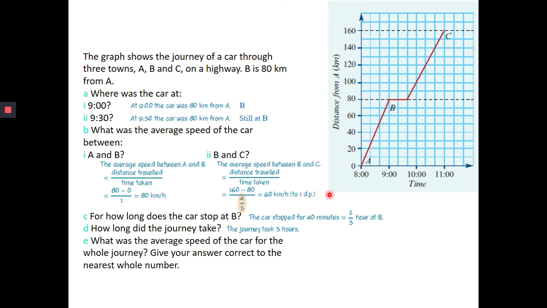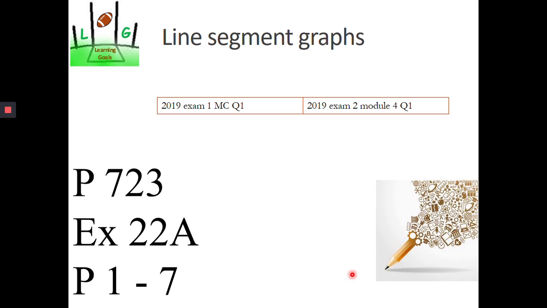How long does the journey take? So we start at 8, finish at 11, 3 hours. So take care that you don't mess up with these easy questions. What's the average speed of the journey? So the average speed of the journey is the total distance, 160, divided by the total time, 53 kilometers an hour to the nearest kilometer.